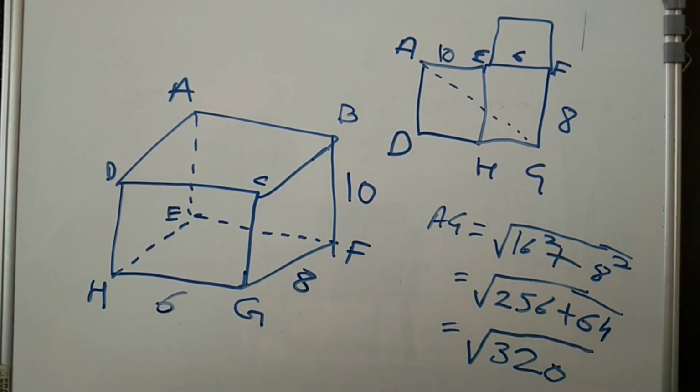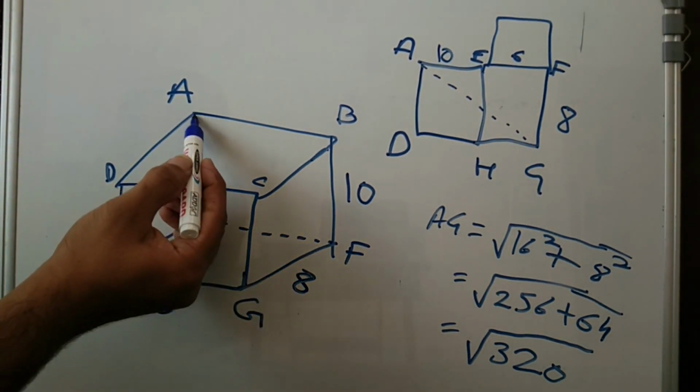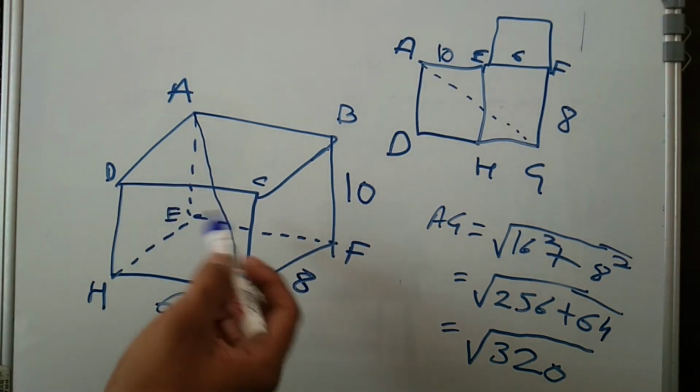Okay, but an ant can't fly. An ant has to walk along the walls. So if the question says the housefly wants to go from A to G, then the housefly could go directly from A to G. That is the body diagonal of this cuboid.